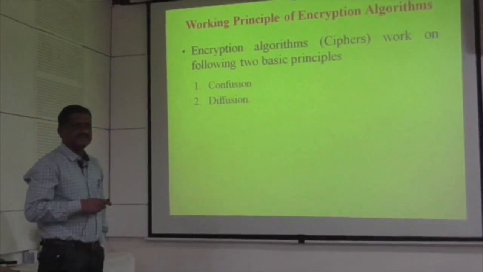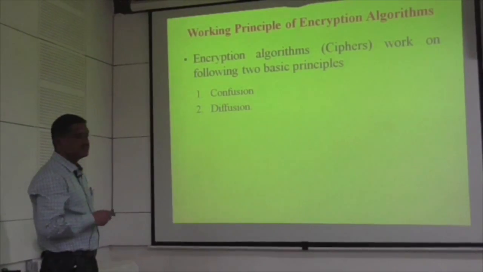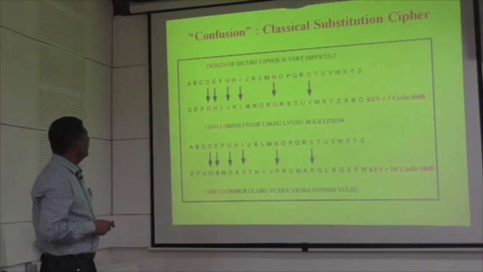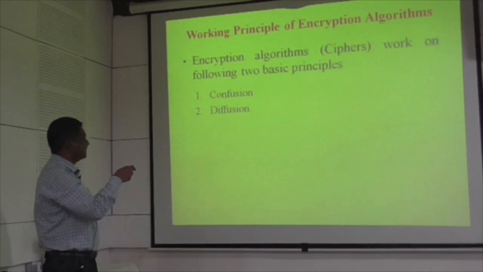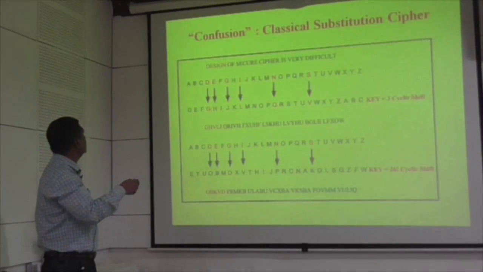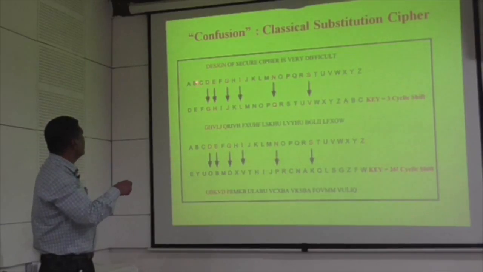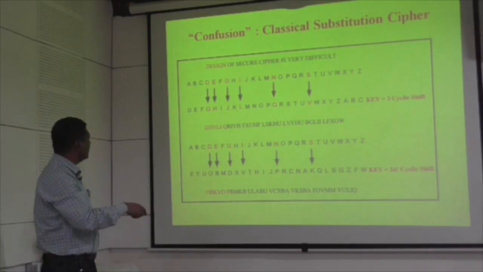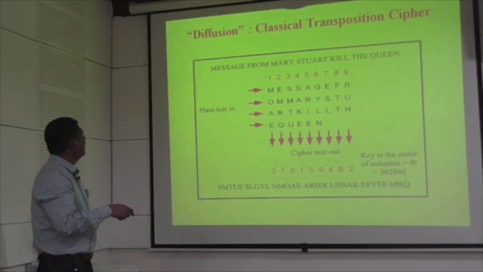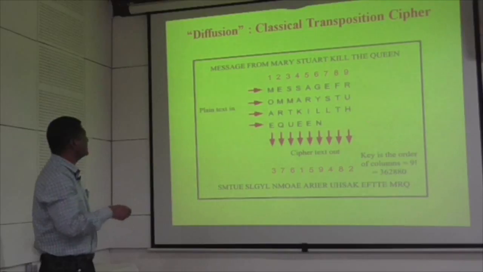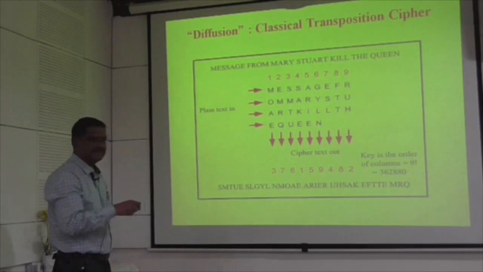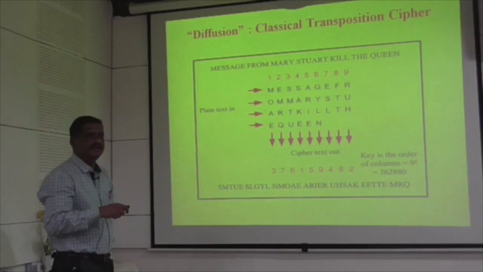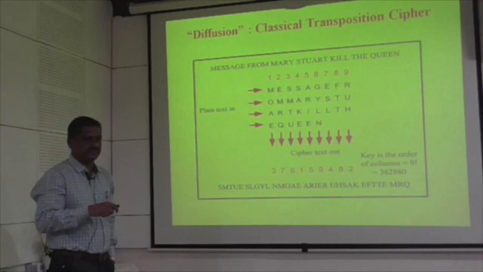There are two main principles in a cipher: one is confusion and the other is diffusion. In the case of the confusion principle, A is replaced by some other letter and so on, and we generate the ciphertext. In the case of the diffusion principle, the message remains the same, only the position of the message changes.